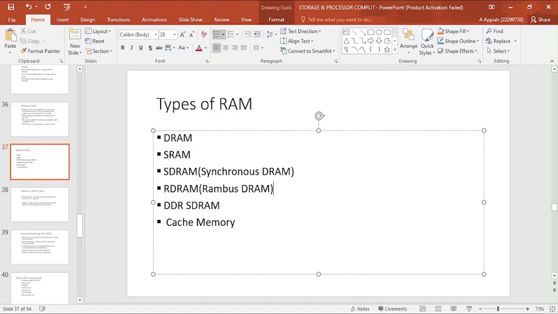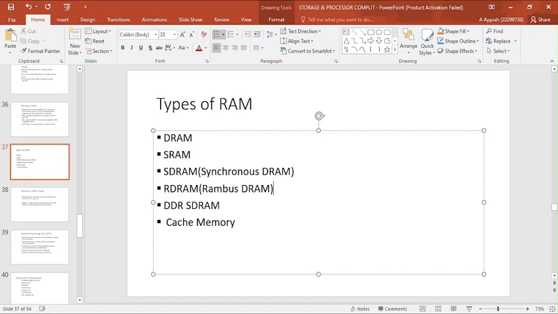Now, this DDR SRAM can be called double data rate RAM. Double data rate RAM is a type of SRAM that transfers data in double rate, or double transfer rate. So the double data rate RAM is a type of SRAM that transfers data in double transfer rate.